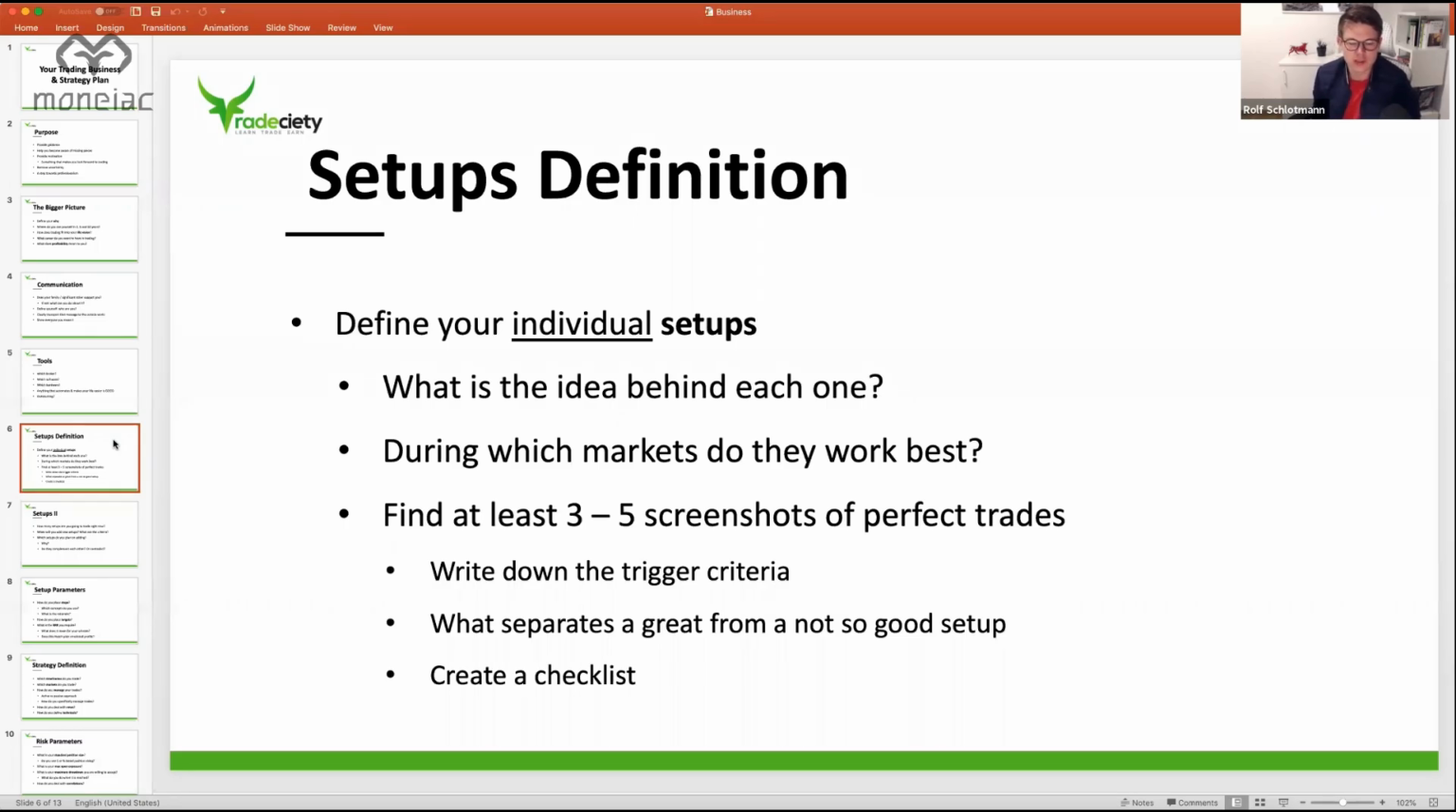For example, let's start with a head and shoulders. What does it tell you about the market sentiment? What does the structure mean? What do the changing highs and lows mean? What does the break of a neckline mean? Really understand and create a story around this.